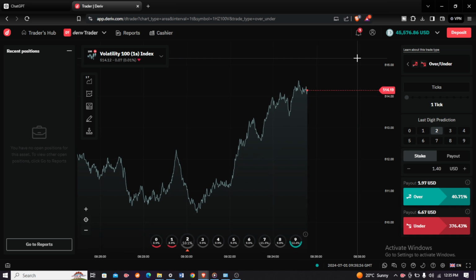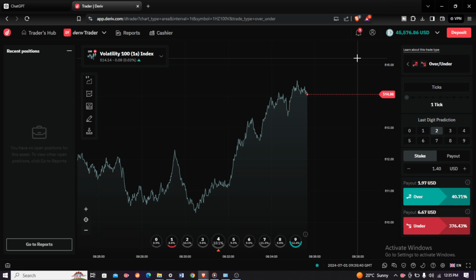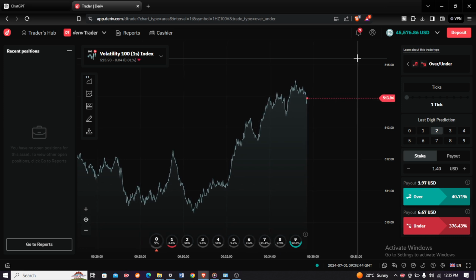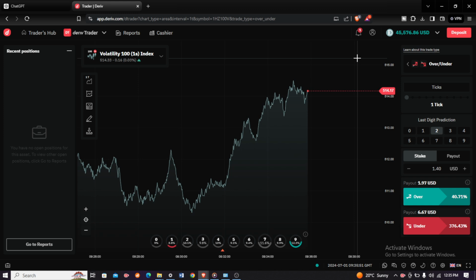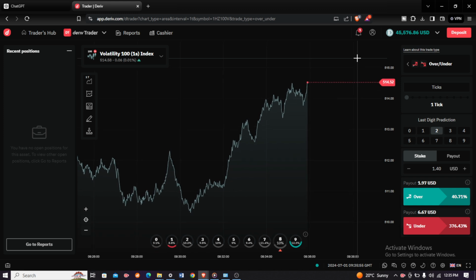In today's lesson, we will be looking at over 5, okay? Now, when trading over 5, make sure that the red bar is at either 0 or 1 and the green bar is at 9 or 8, okay? Now, to trade over 5, you wait for the ticker to touch either 0 or 1 and place over 5, okay? Let me show you.